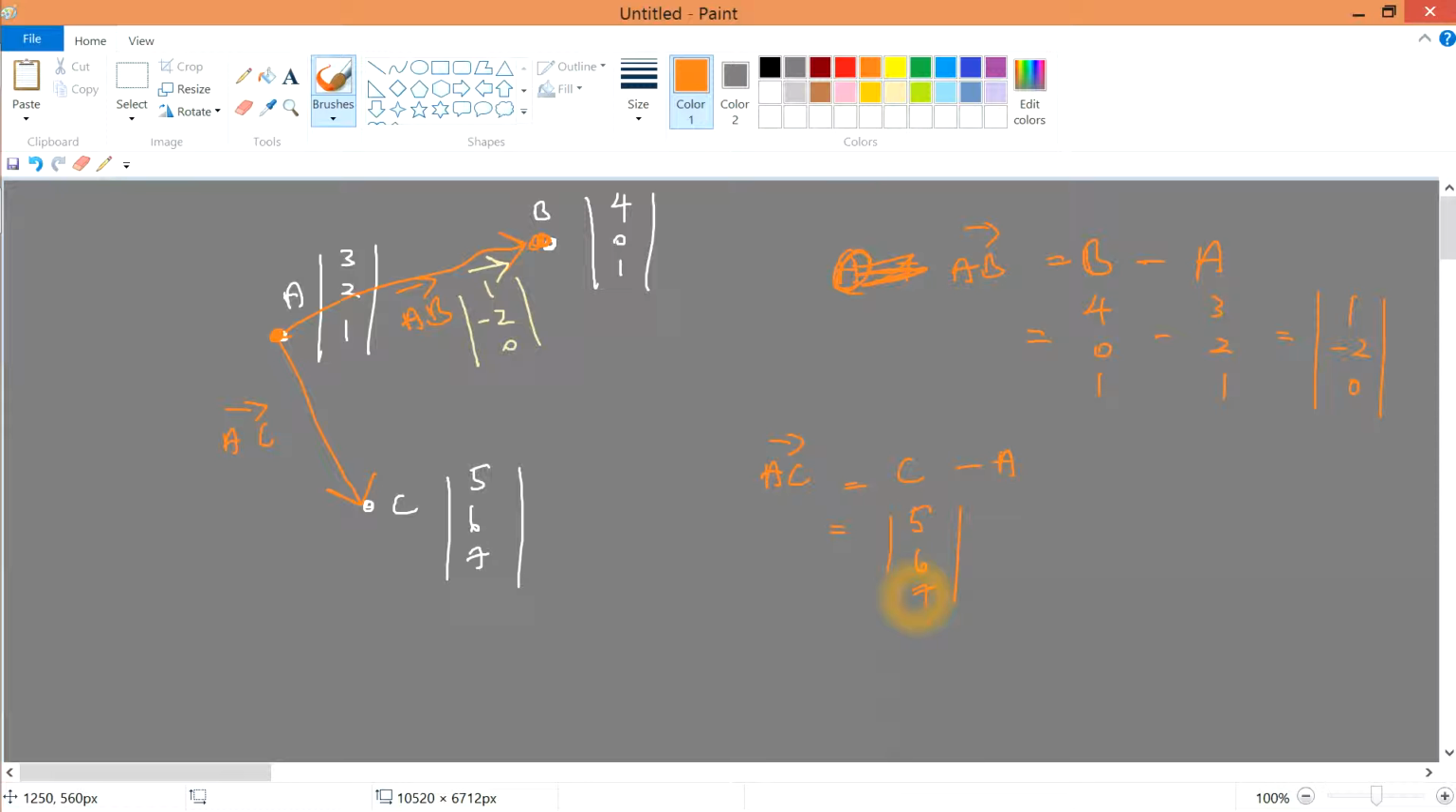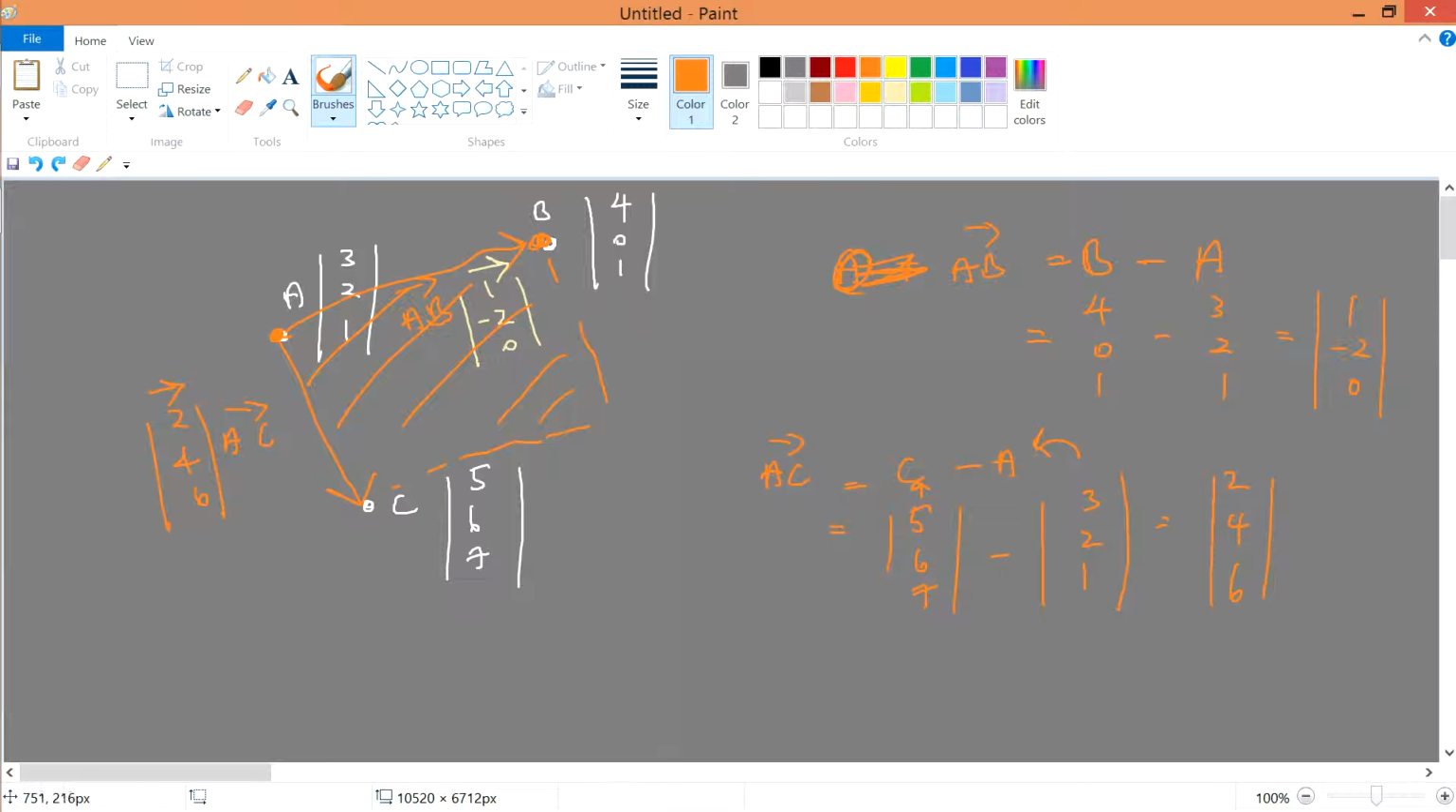So I do 5, 6, 7 minus the coordinates of A. 5 minus 3 is 2, 6 minus 2 is 4, 7 minus 1 is 6. So this vector is 2, 4, 6. Now I've created something that seems like a line, but it's a vector. So we have somewhat created a plane.